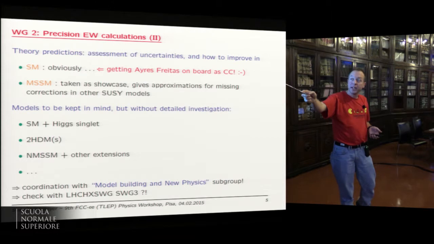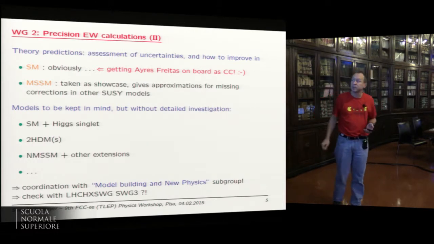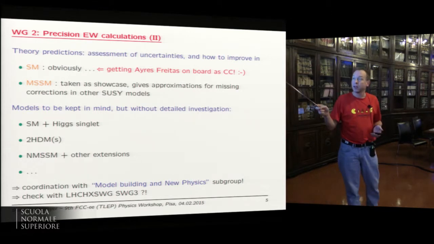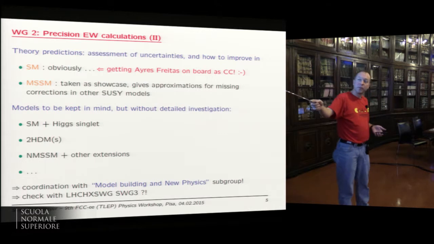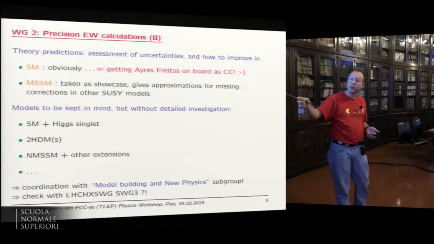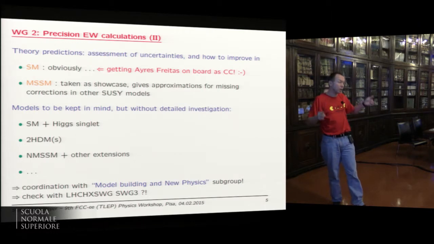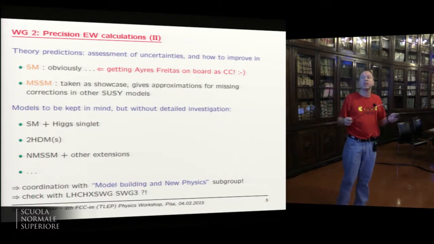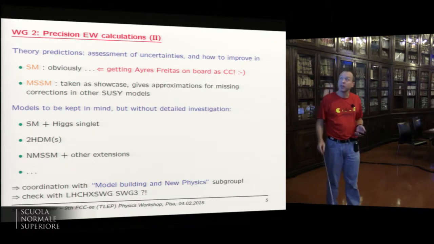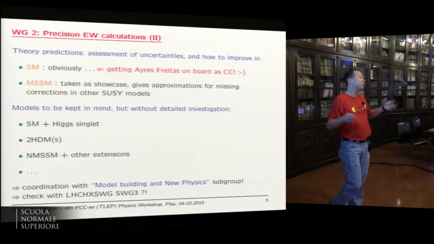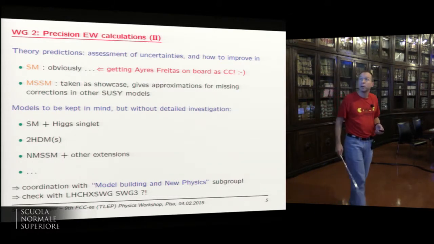I wrote here that there should be coordination with the model building and new physics group where Andreas is involved, and we will see what they want to look at and how this feeds in here. There's also the LHC Higgs cross-section working group, sub-working group 3, which is concerned with new models beyond the standard model, beyond the MSSM. I think one should keep a close relation with them, see what models they are interested in and which evaluations they do, and take stuff over, because they will do it anyway.